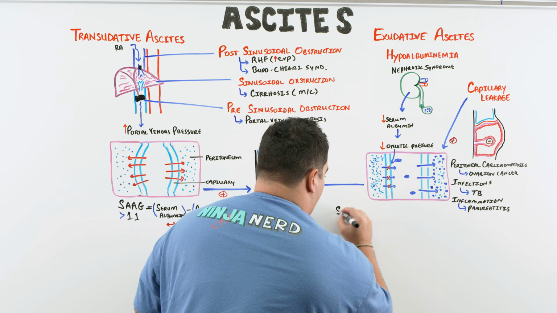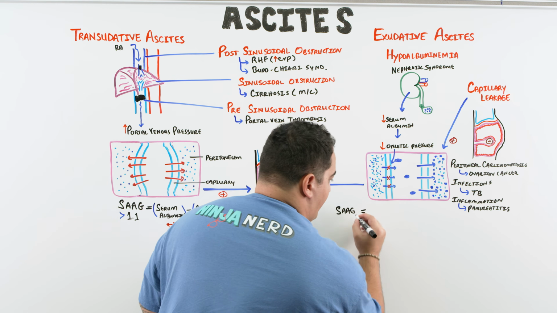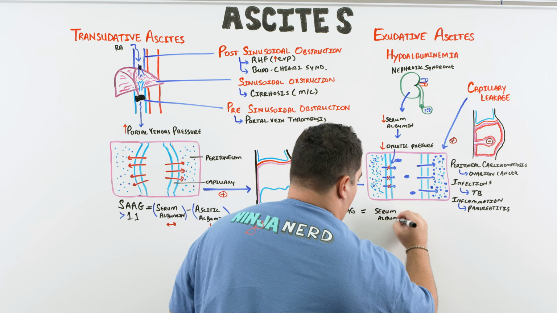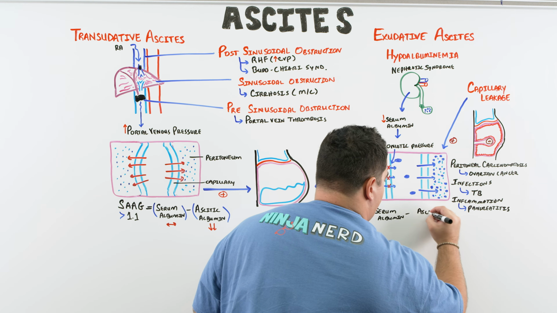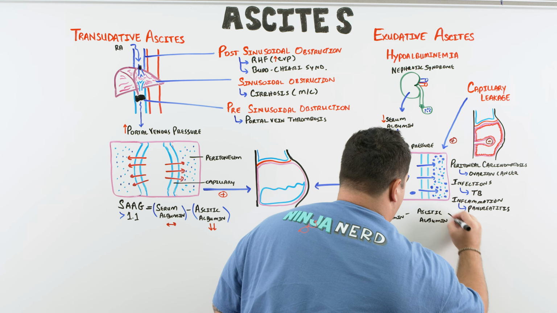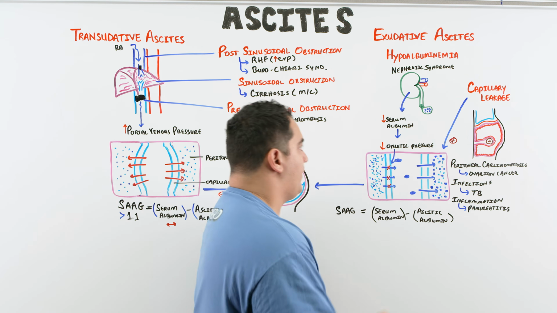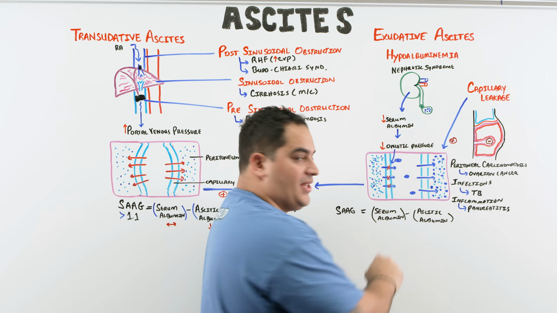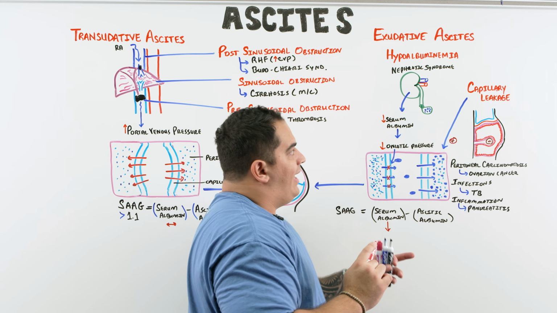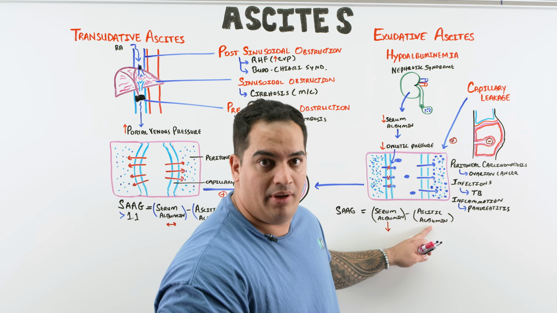Here's going to be my SAAG, serum ascitic albumin gradient, equal to serum albumin minus ascitic albumin. Oh man, Big Daddy was right. We are going to run out of space there. Ascitic albumin. Okay, with this being said, in nephrotic syndrome, what happens to the serum albumin? Drops, okay? In capillary leakage problems, what happens to the ascitic albumin?